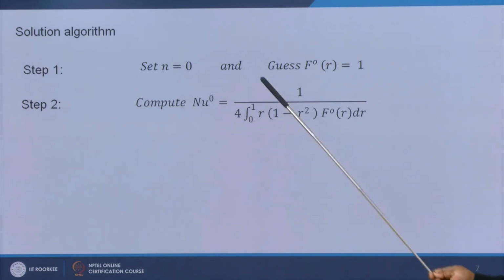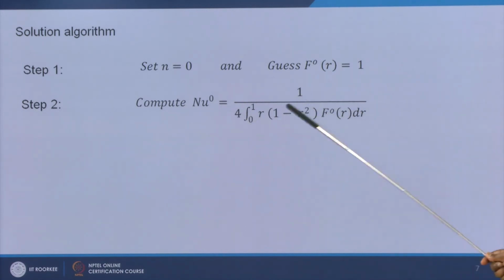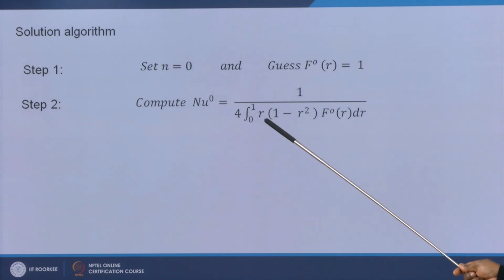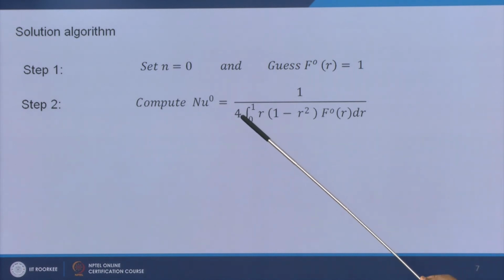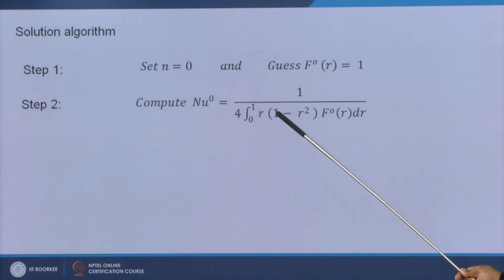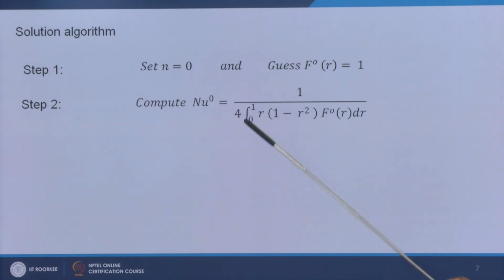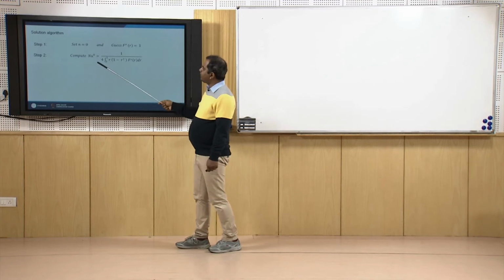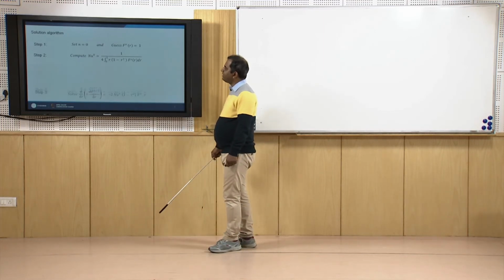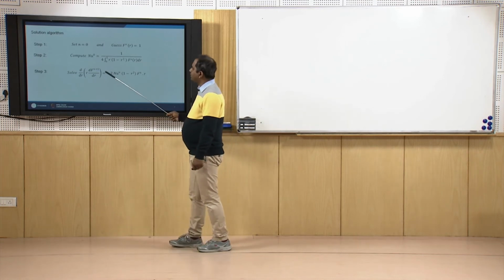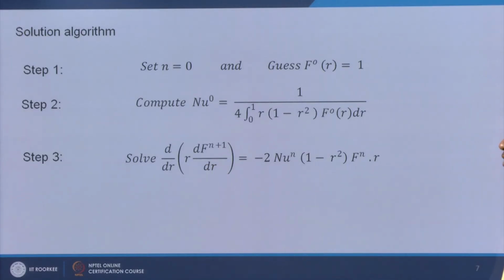So Nusselt number 0 is nothing but 1 by 4 into the integral from 0 to 1 of r (1 minus r) whole square f0 r dr. Earlier it was 2, now the w profile is nothing but 2 into (1 minus r square), the Hagen-Poiseuille profile, so that is why it became 4. Once you compute the Nusselt number at the 0th iteration level, you can try to solve the set of equations we have.